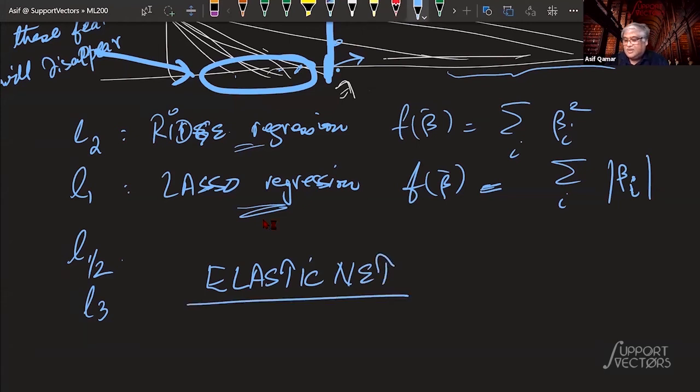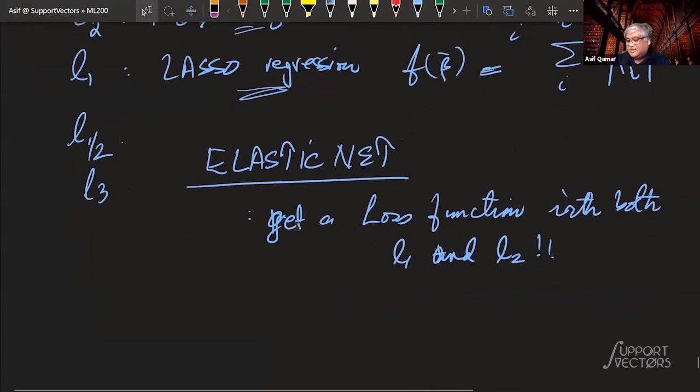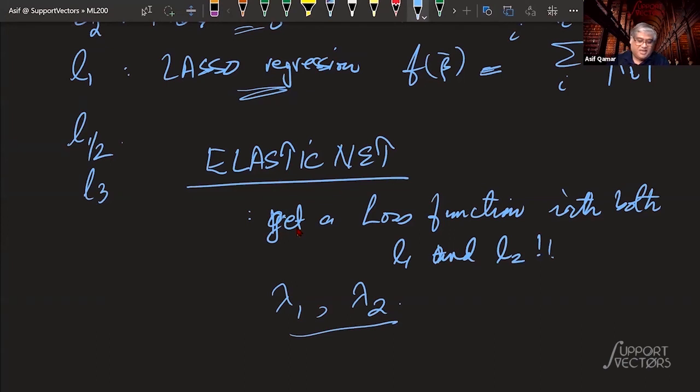What does it do? It basically says, get a loss function with both L1 and L2, right? So then you end up with 2 lambdas: lambda 1 associated with lasso, lambda 2 associated with ridge. And so you try to optimize this. Now you have 2 hyperparameters to search for. So elastic net is a very obvious extension.